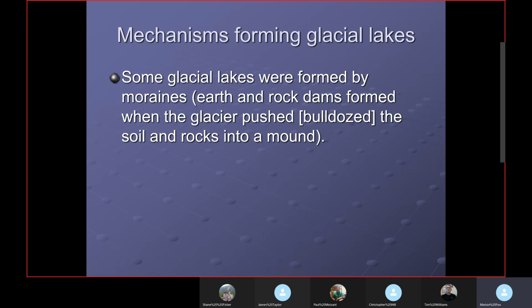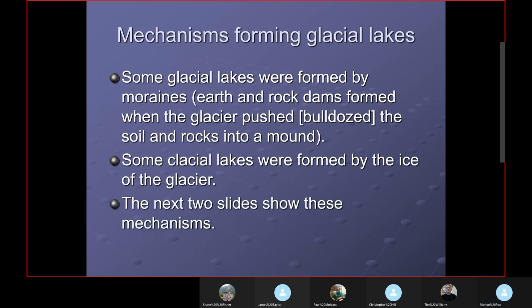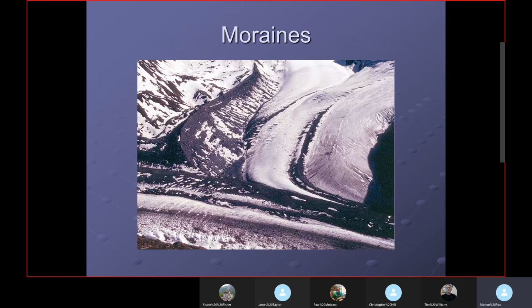Some glacial lakes were formed by moraines, of course, earth and rock dams formed when the glacier pushed or bulldozed the soil and rocks into a mound. Well, I think we have a picture of one of those in just a moment. That's glacial. I'm sorry, I got the word misspelled here. It should be a G instead of a C. Lakes were formed by the ice and of the glacier. The next two slides show these mechanisms.